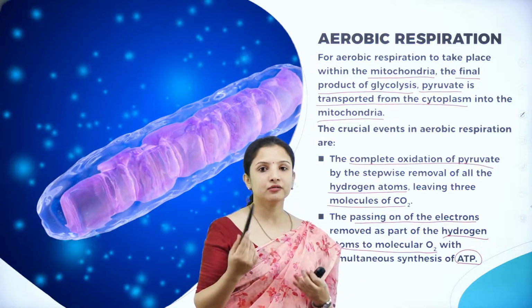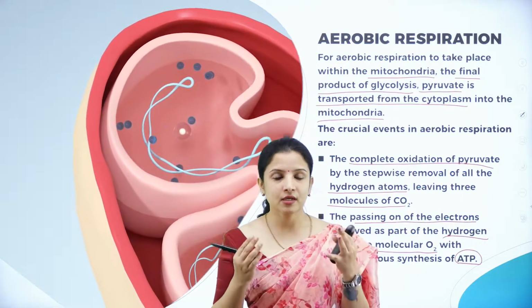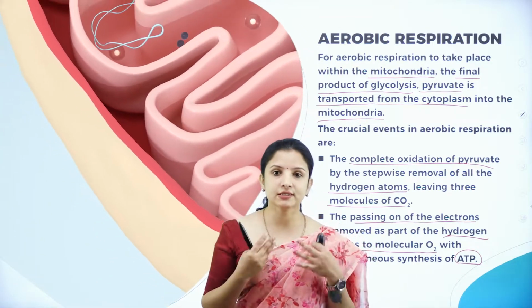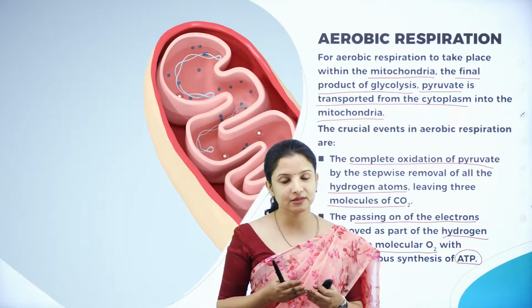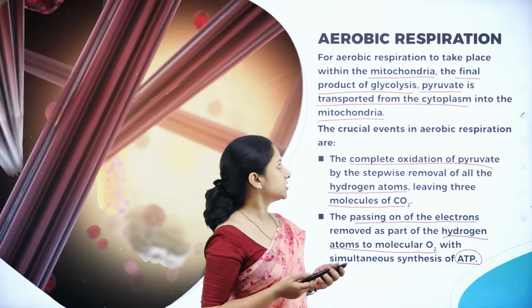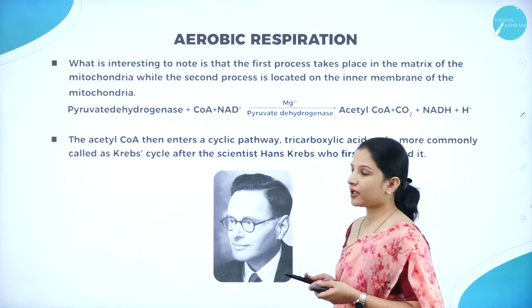That is, continuous synthesis of ATP will also occur, because what is the main aim here? To give out energy, because energy is needed for all the activities to occur properly in a plant or an animal cell, right? So that actually happens during the aerobic process here. So next, talking about the aerobic respiration again.